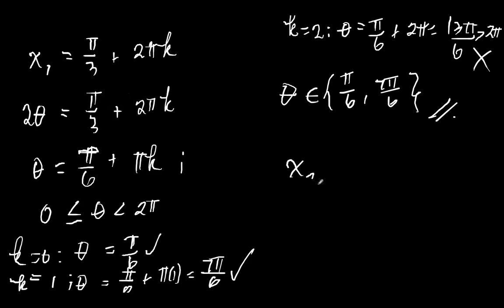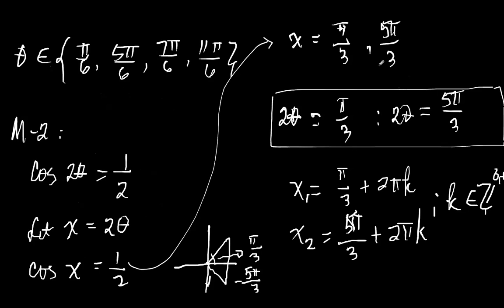Next, let's consider x sub 2, which is equal to 5 pi over 3.